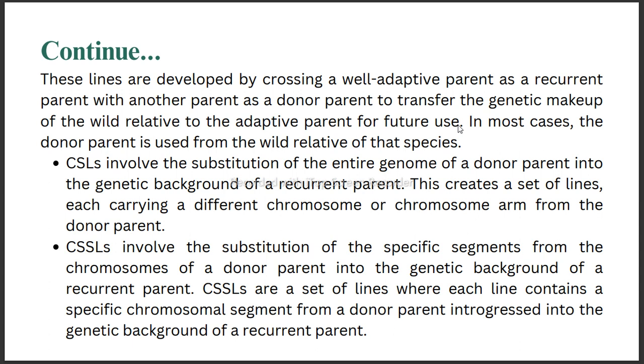In contrast, CSSL lines, which are chromosomal segment substitution lines, involve the substitution of specific segments from the chromosome of a donor parent, which, as I discussed, will be a wild relative, into the genetic background of a recurrent parent, which will be our adaptive variety. CSSLs are a set of lines where each line contains a specific chromosomal segment from the donor parent introgressed into the genetic background of a recurrent parent. It will be easy to understand when we see its systematic diagram.